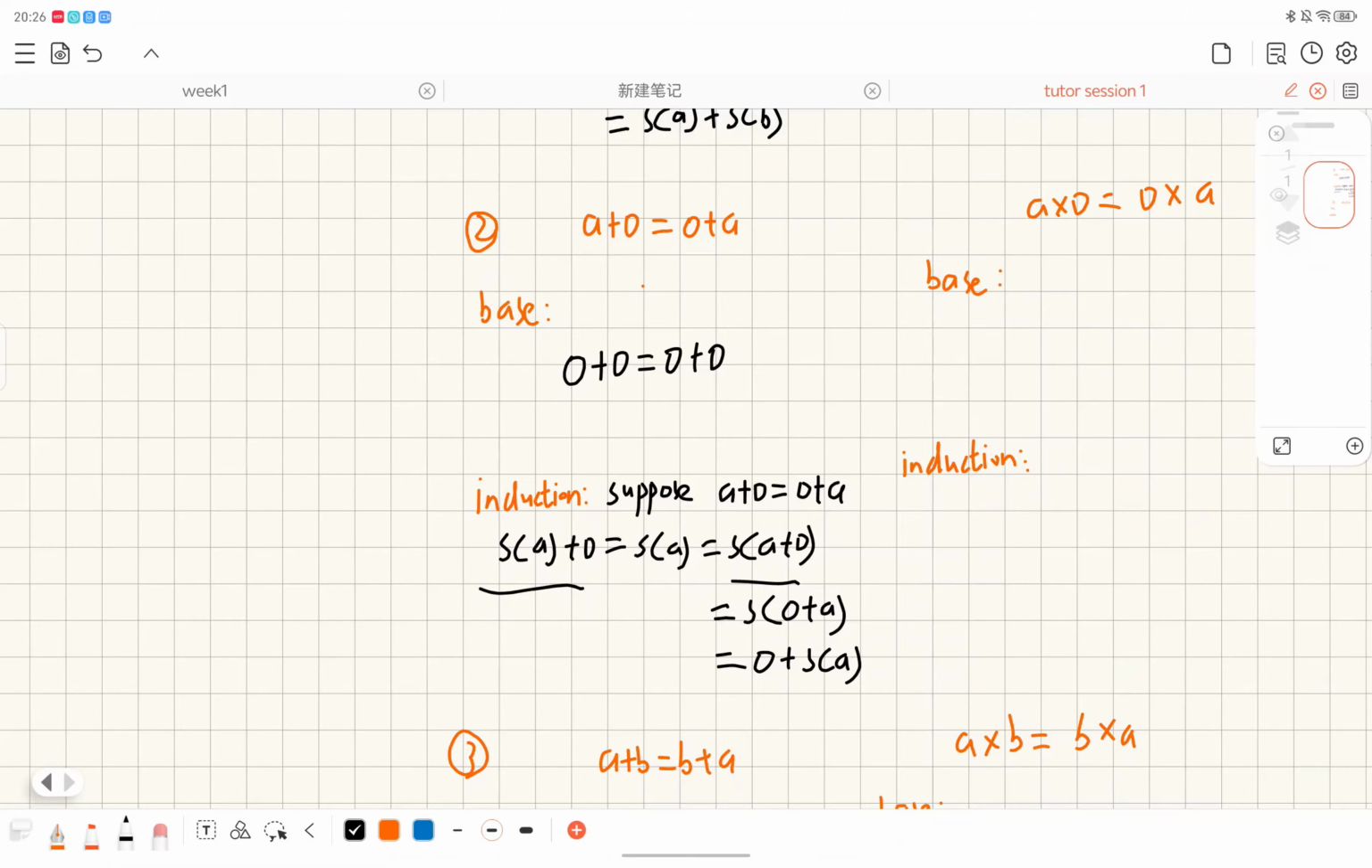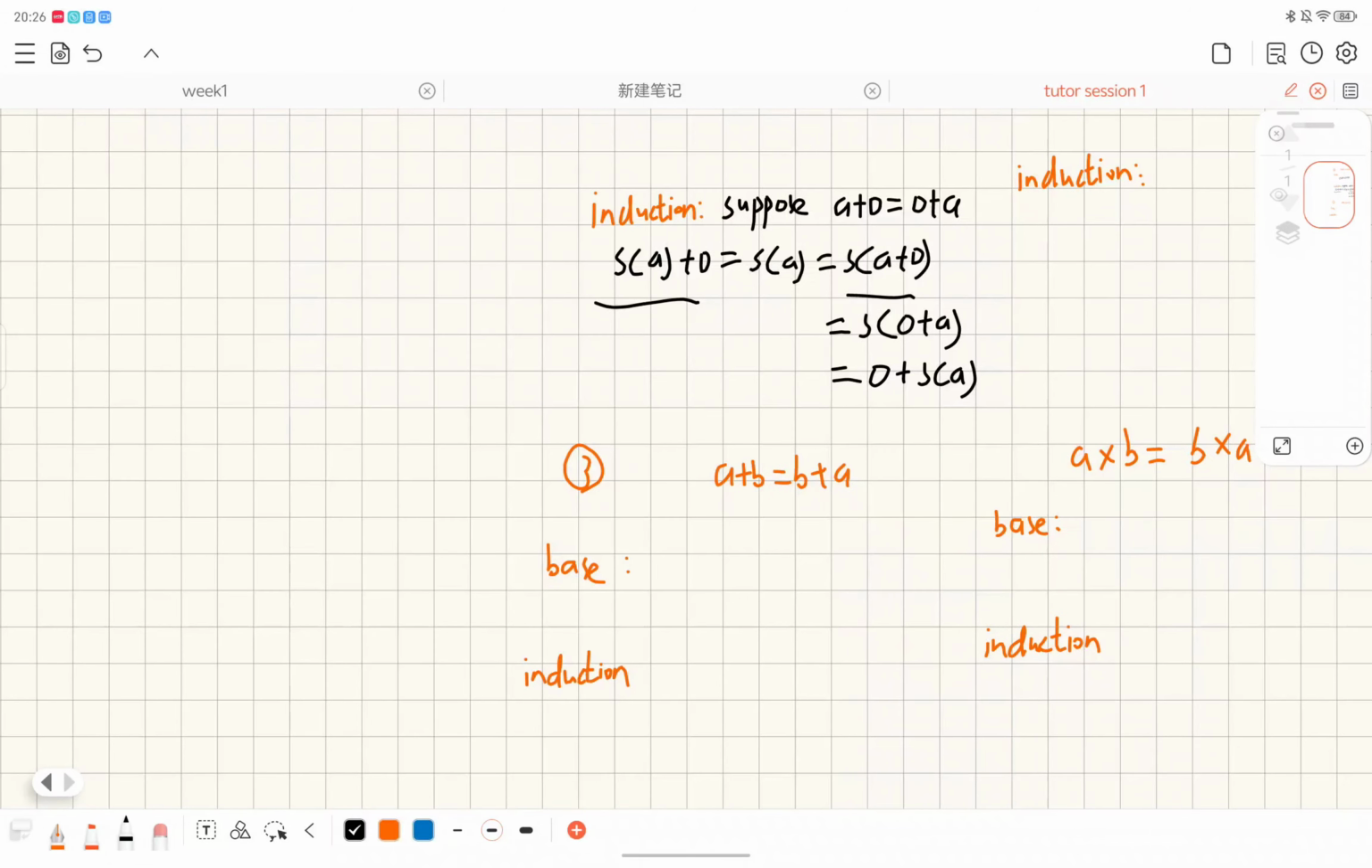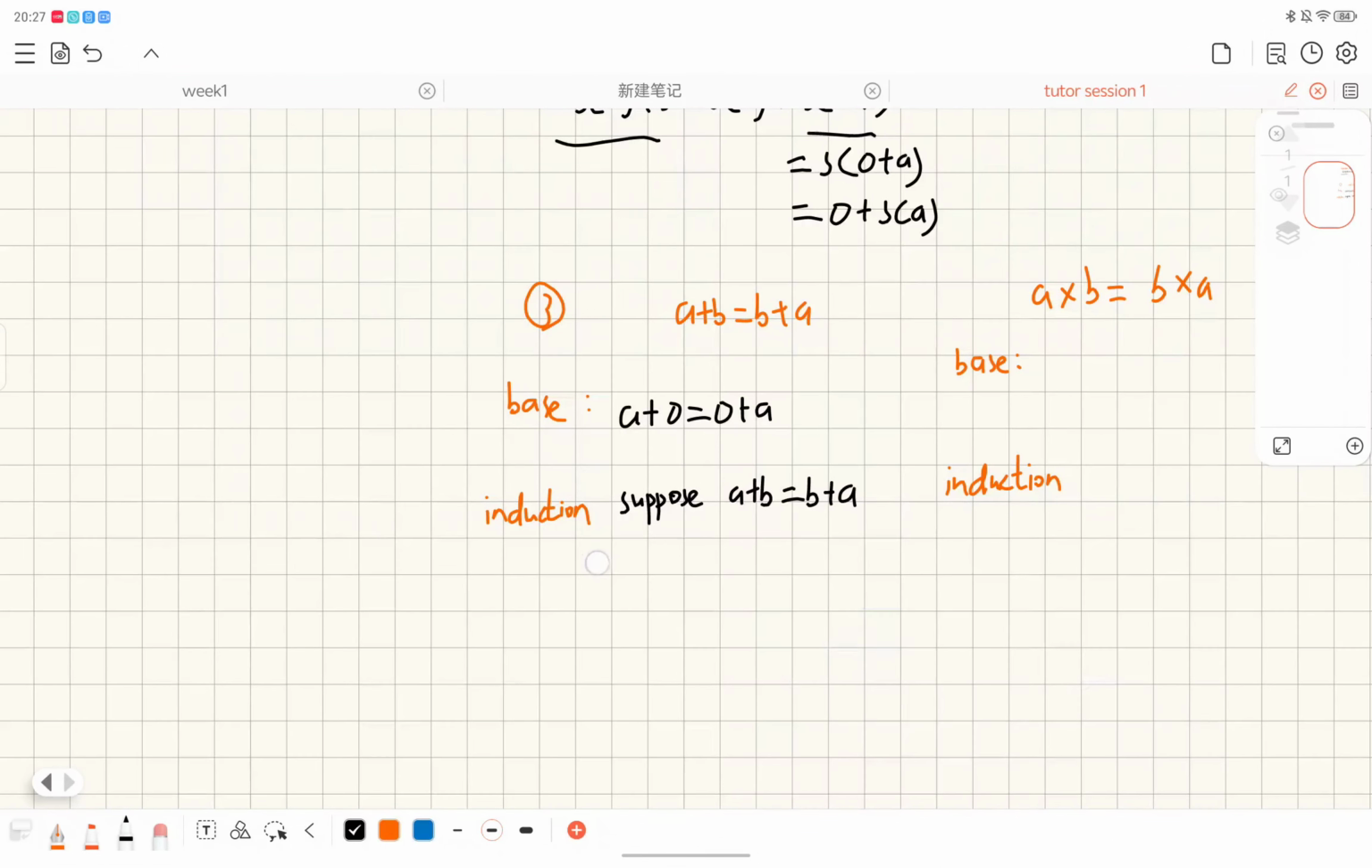And finally, we can prove that a plus b equals b plus a, again by induction. Our base case is simply to set b to 0, so we have a plus 0 equals 0 plus a, which we just proved. For the induction step, we again need an induction hypothesis. Suppose we know that a plus b equals b plus a. Then what about a plus sb? This one equals s(a plus b), according to the definition. And then according to the induction hypothesis, this equals s(b plus a), because a plus b equals b plus a.